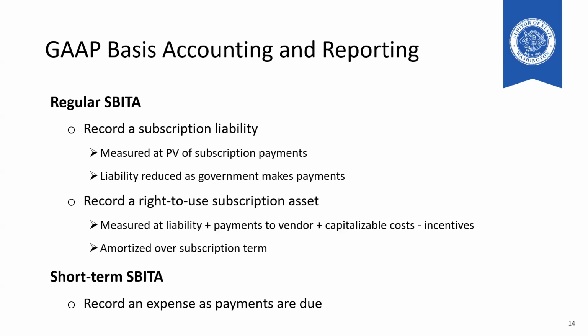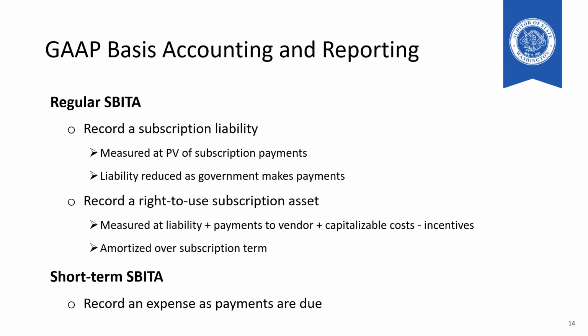The right to use subscription asset includes a few things. You start with the subscription liability amount, add payments made to the vendor before the subscription term starts, add capitalizable implementation costs, and subtract any incentives received from the SBITA vendor before the start of the subscription term. The asset is then amortized over the subscription term.